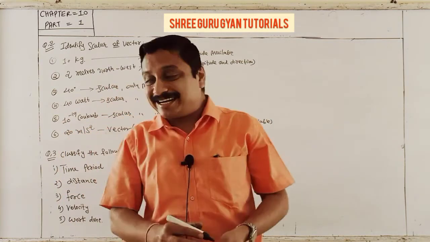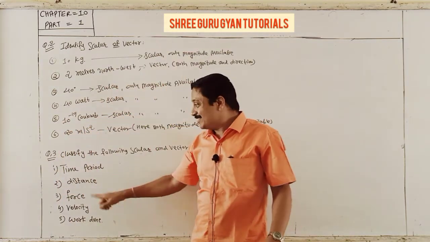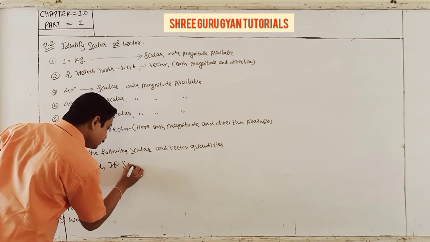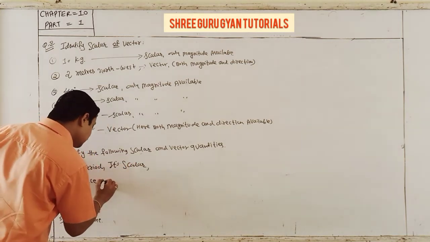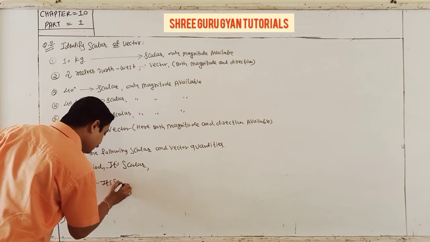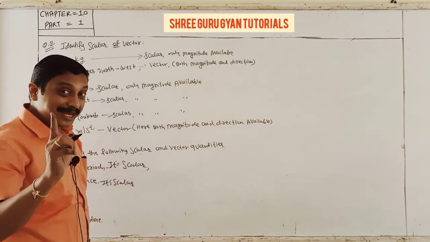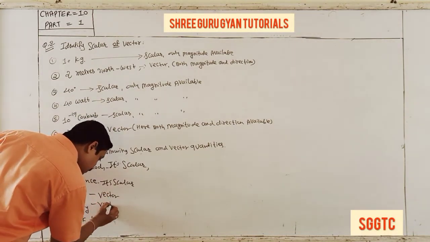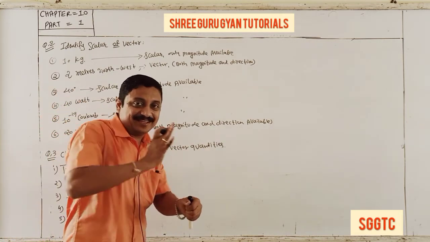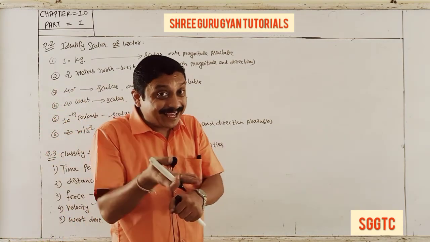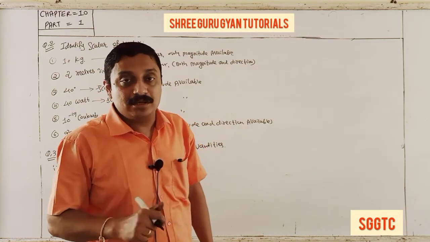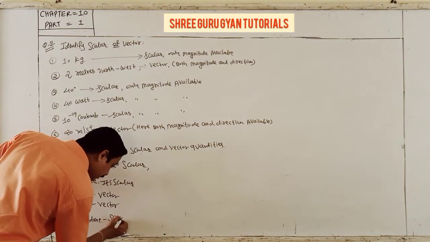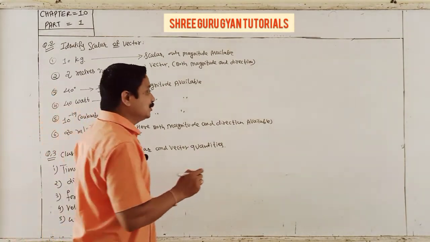Now, same as that, read the next question. Classify scalar and vector. Time period, definitely it is scalar. Next, distance, it is scalar. Only magnitude available. Force and velocity both are vectors, because force means how much magnitude is available and direction is also available, in which side you apply your force. Velocity is the same. So both are vectors. And work done, yes, it is scalar. And that, students, is simple. Our question third is also done.